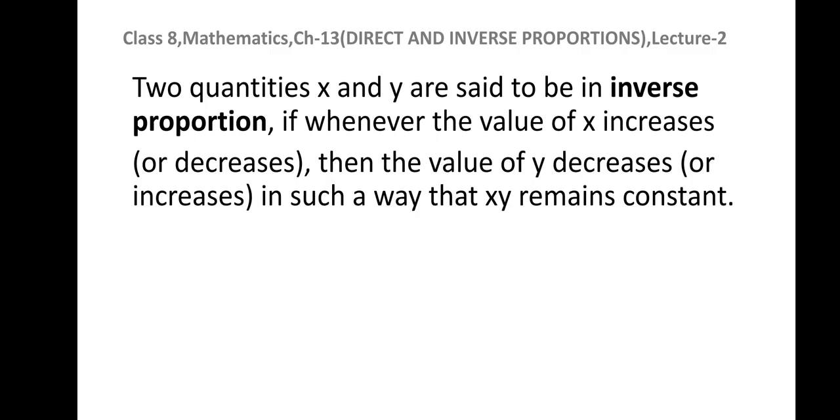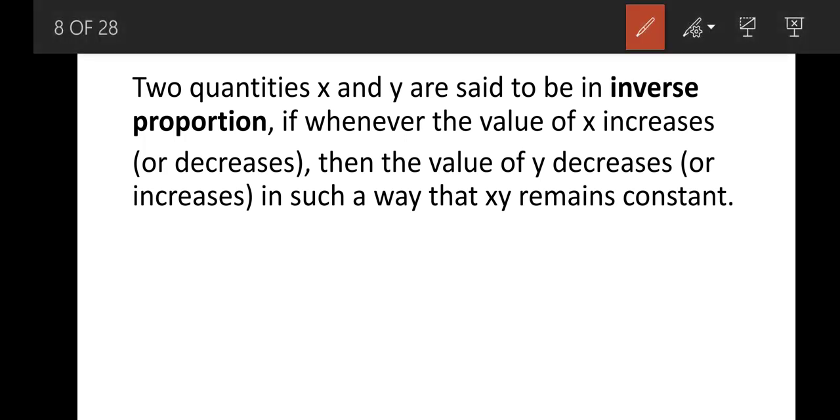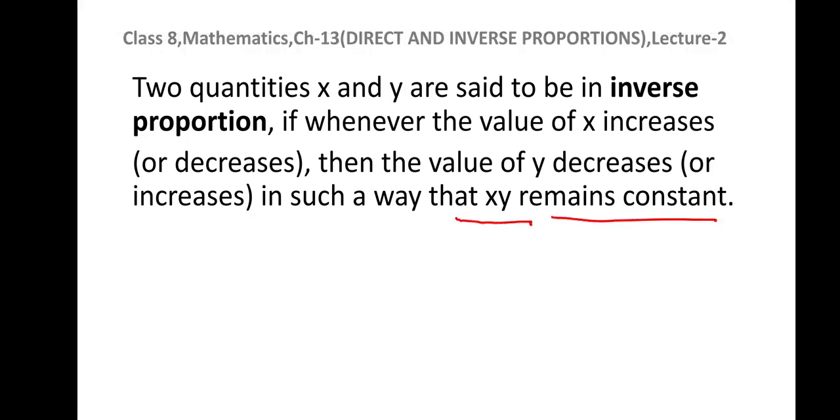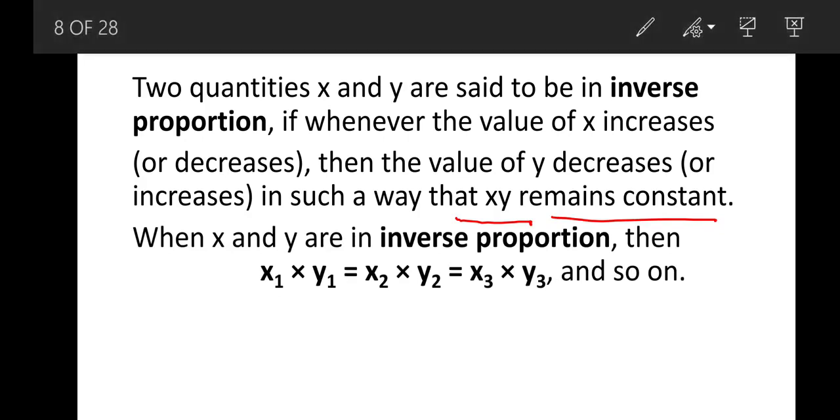As the name indicates, if one quantity is increasing, another quantity should decrease, then those two quantities are said to be in inverse proportion, provided their product, that is xy, should remain constant. So when x and y are in inverse proportion, then x1 y1 is equal to x2 y2 is equal to x3 y3, and so on.